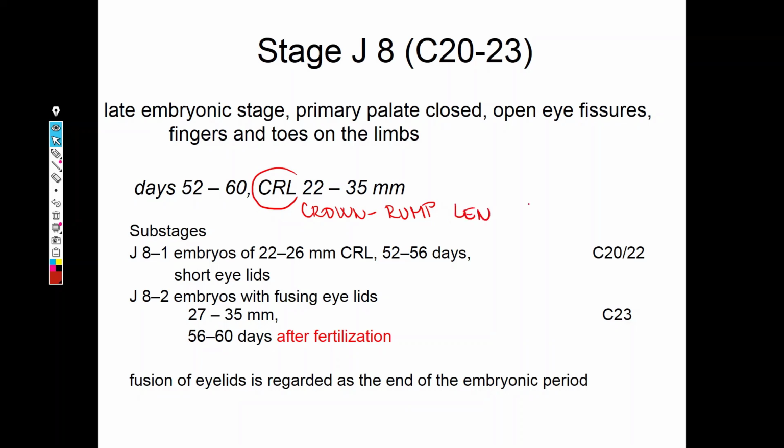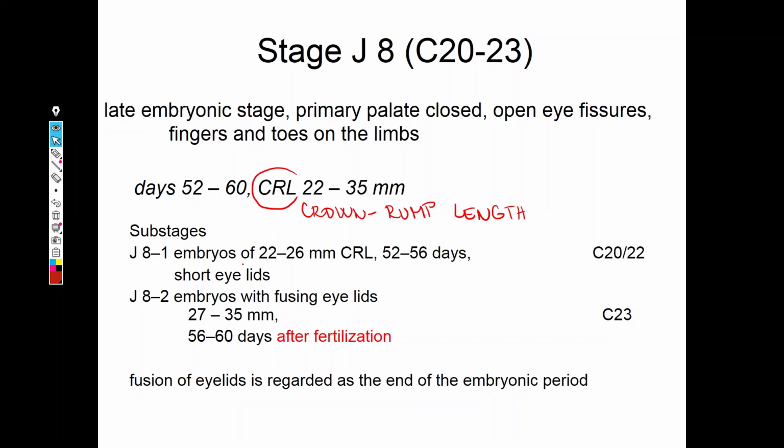You can find it on the internet, and for each stage of development there is some kind of standardized measure. Based on that you will know if the embryo is nourished well, or if there is some kind of retardation or something bad going on. So crown rump length, you should know that.